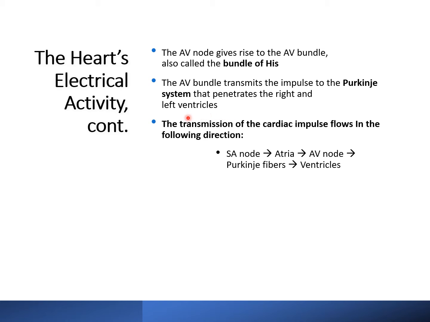So this point here kind of summarizes these last couple slides. The transmission of the cardiac impulse flows in this direction. You have the sinoatrial node that passes on an impulse to the atria, causes a contraction. You have this impulse that passes on to the AV node, or the bundle of His, which passes that information onto the Purkinje fibers. And the Purkinje fibers exist in the ventricles, which causes that ventricular contraction. And that allows the blood to get pushed out into the rest of the system.